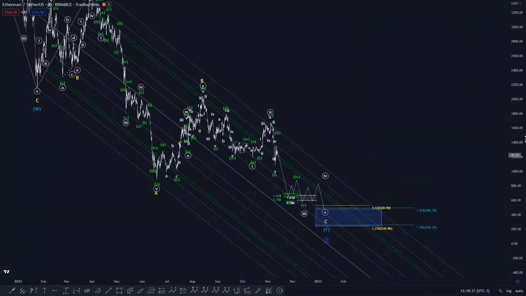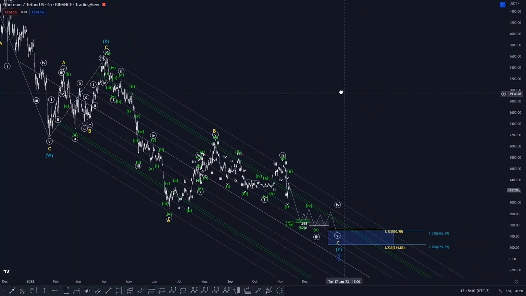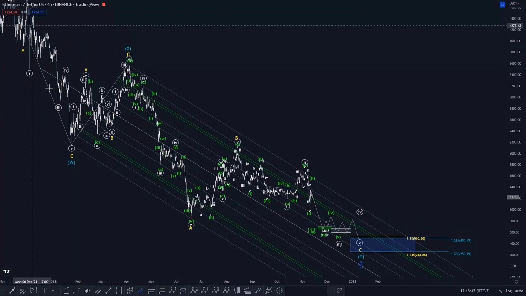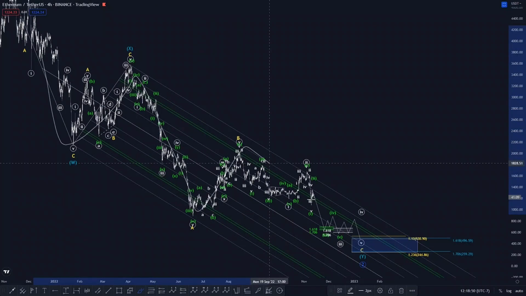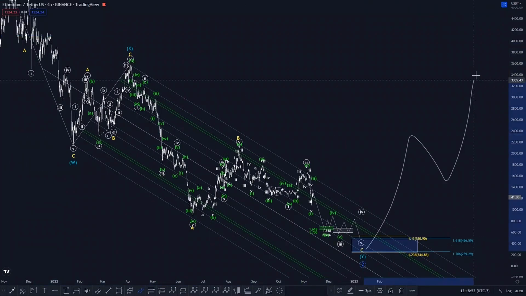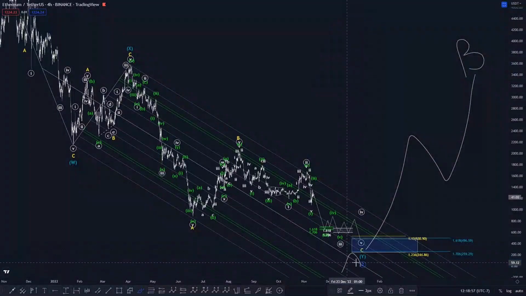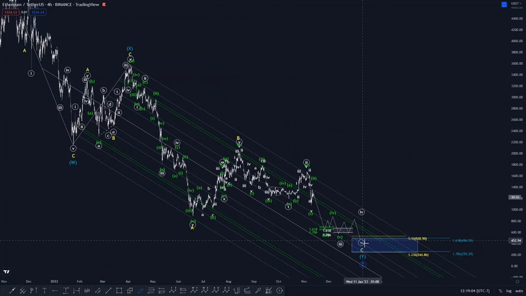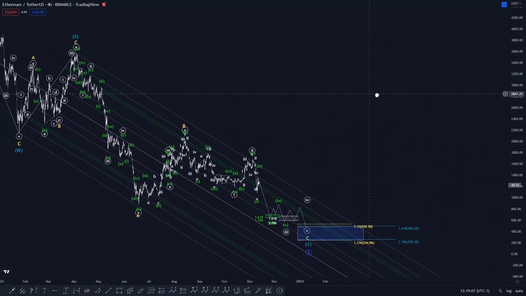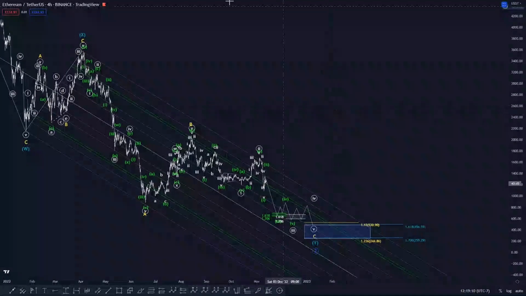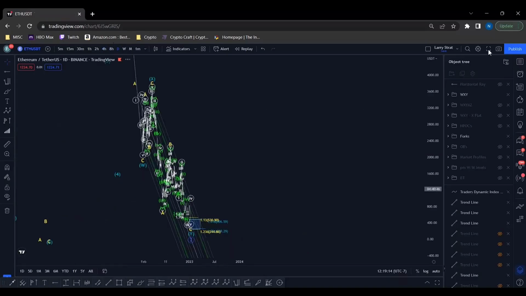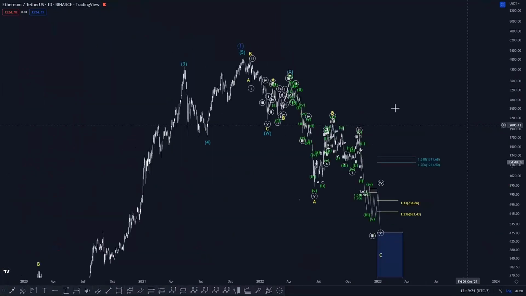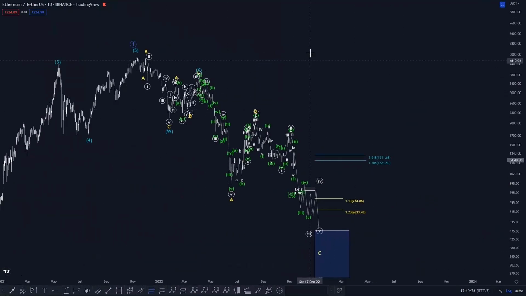The reason why we like these counts on Ethereum and Bitcoin, just like with Ethereum as well, is this could just be a 1, 2, 3, 4, 5, and then potentially an ABC bounce for a B, and this is just an A. That's why we like these counts, because they can fit into the larger structure that we're potentially expecting, and it makes sense with our bounce. And it could also fit into a different structure. So this WXY, depending upon how high this bounce goes. So let's just say we have our normal B targets.